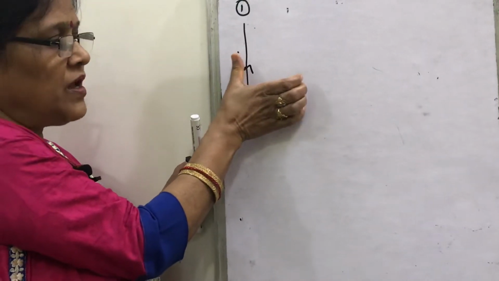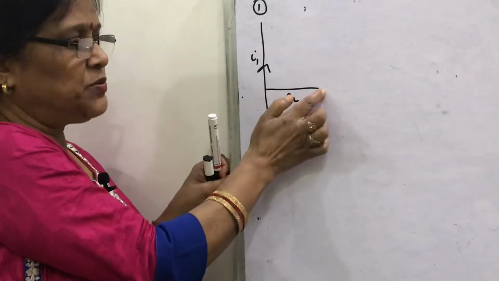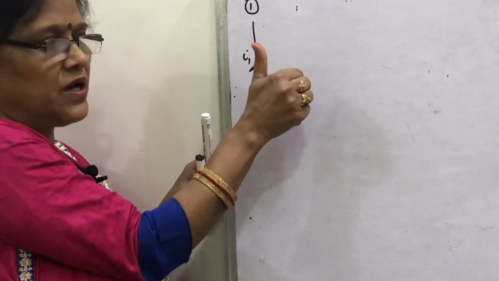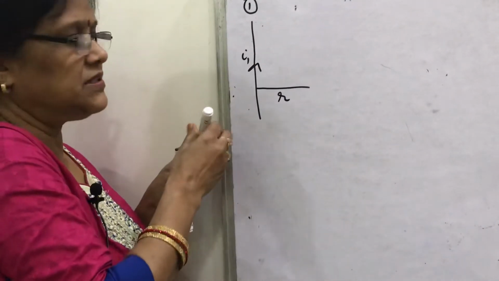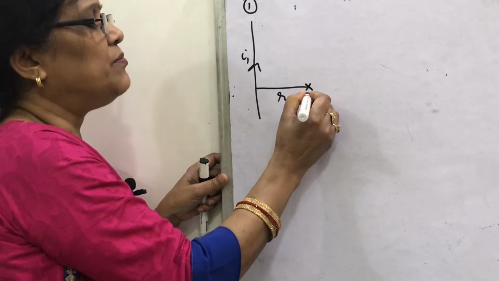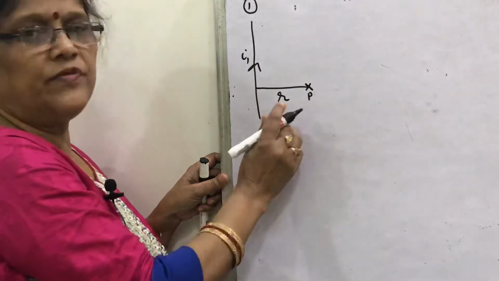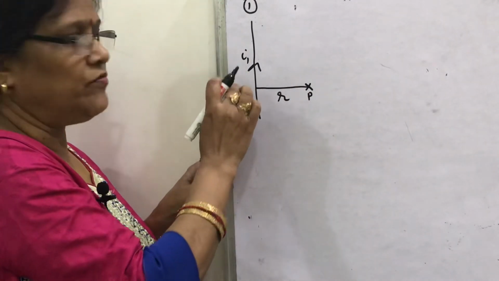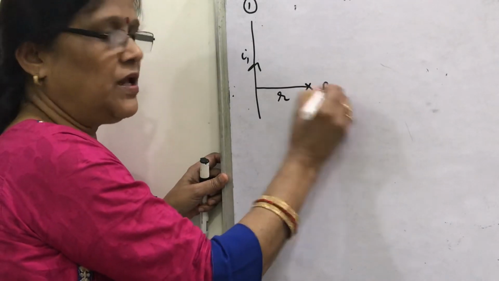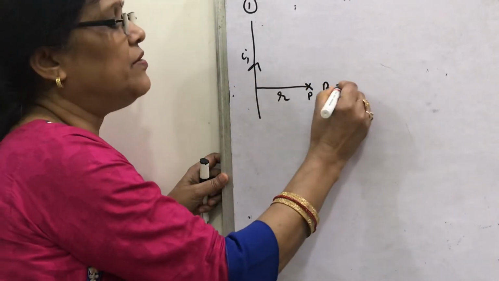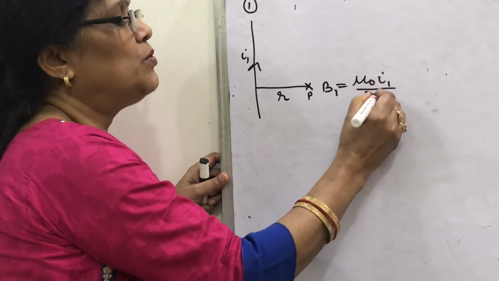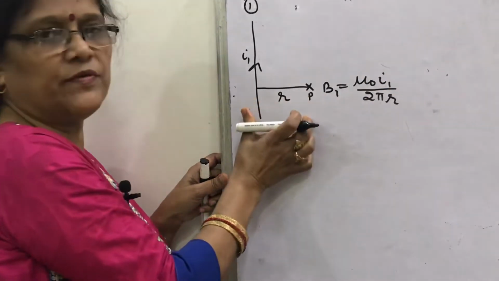So look, at the distance r, suppose at this point P, the fingers are downward due to curling of the fingers, the magnetic field direction is decided. So here at point P, this cross magnetic field will be due to the wire 1. So what will I write here? This B1, and what is the formula for that? B1 equal to mu naught I1 upon 2 pi r, where r is the distance.